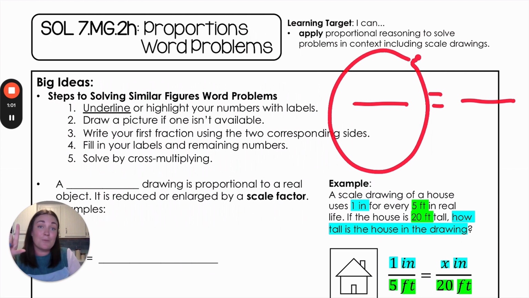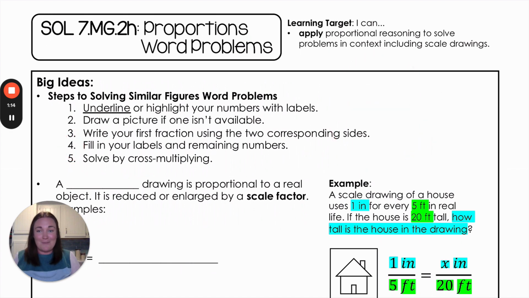Now, the labels are important because they help us know for number 4 where that third number goes. So there's always going to be a third number, and we use the labels to figure out if it goes on the top or the bottom. And from there, we just solve with cross multiplication or the butterfly method.